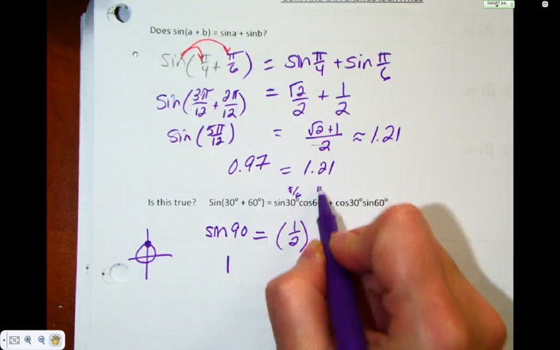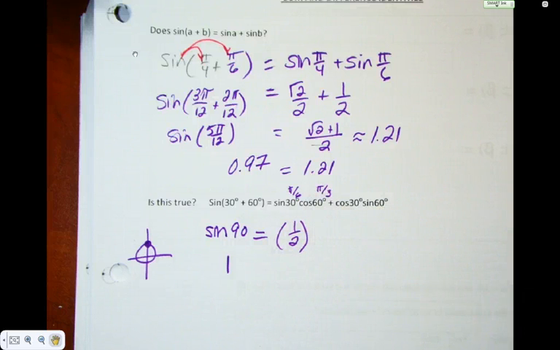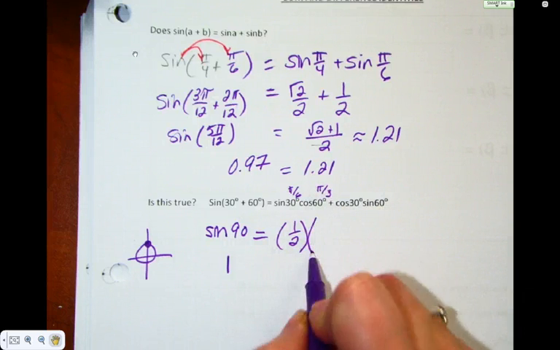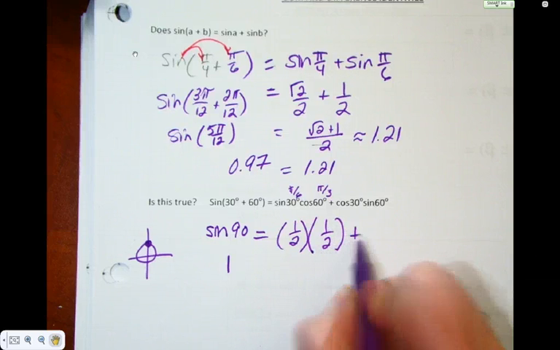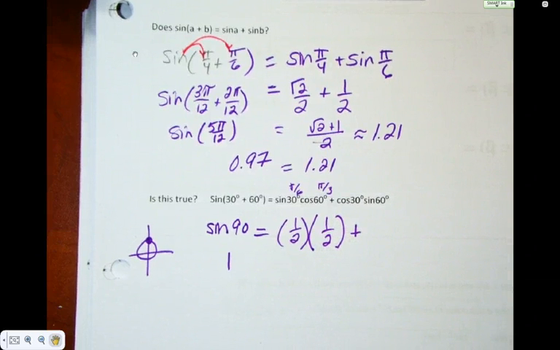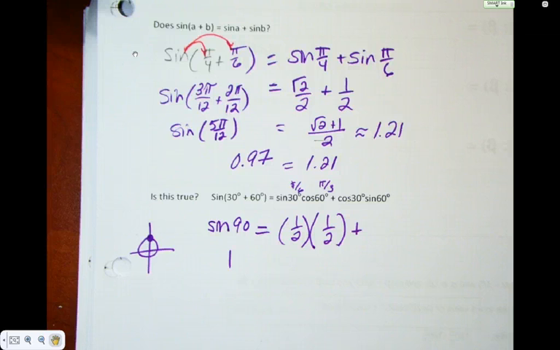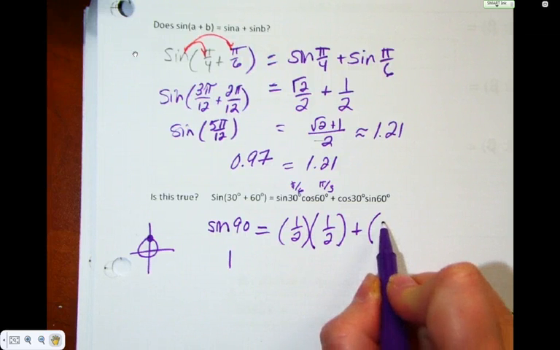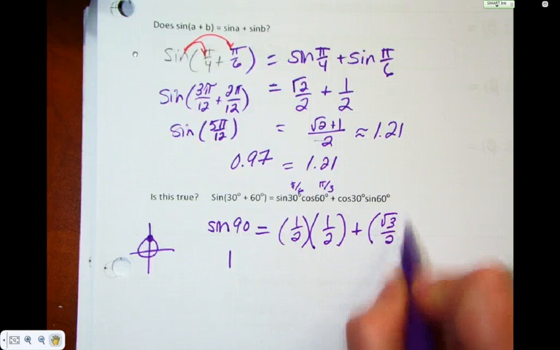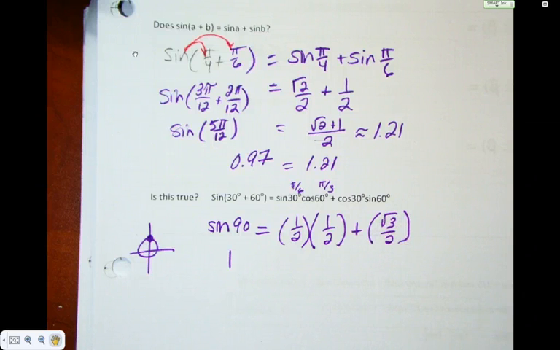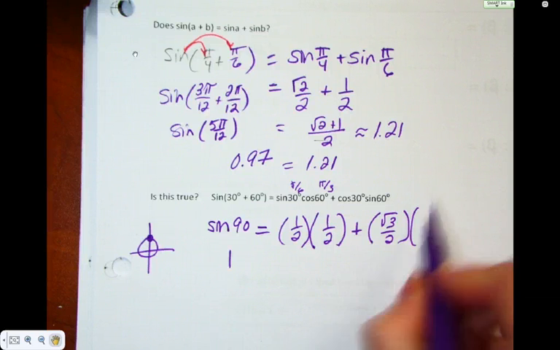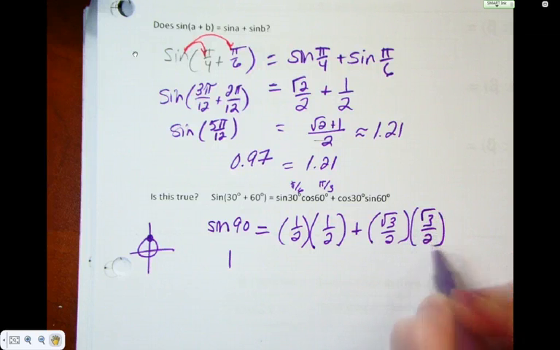Okay, 60 is like pi on 3. So what's the cos of pi on 3? 1 over 2. Cos of 30 is like cos of pi on 6. Root 3 on 2, I think I heard. And the sine of 60 is like the sine of pi on 3. Root 3 on 2. And you're like, how is that going to equal 1?